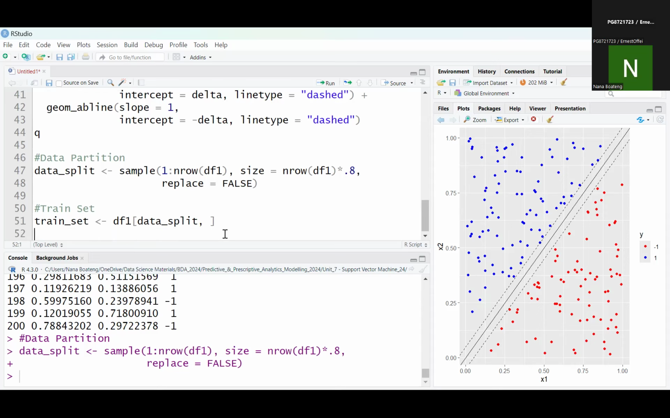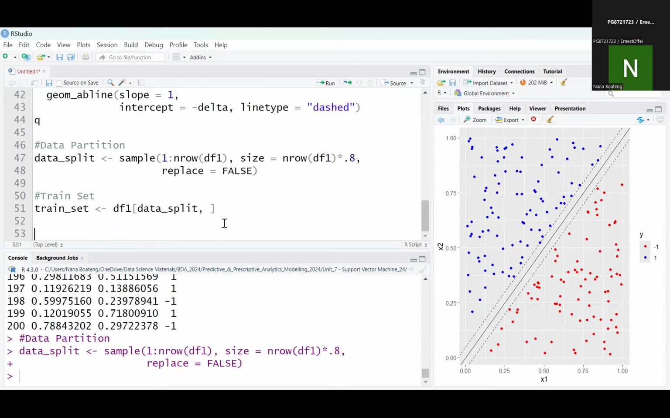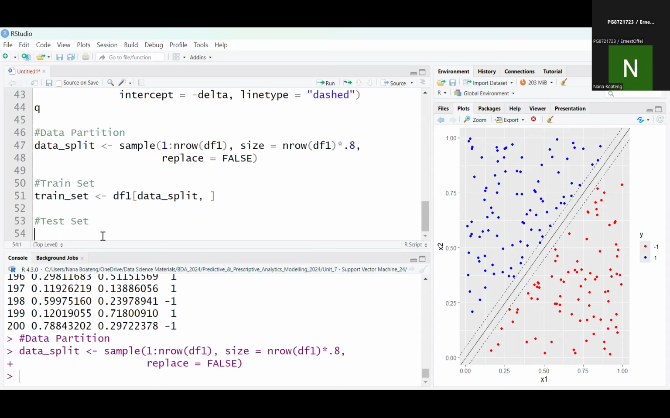And then let's use that for our test set. Let's copy the same thing. Remember that the train set is 80%. So the test set is just the negative of the data split. That gives us the 20%. So we change this to test. So this one, we just made this negative. So that will give us the test set.